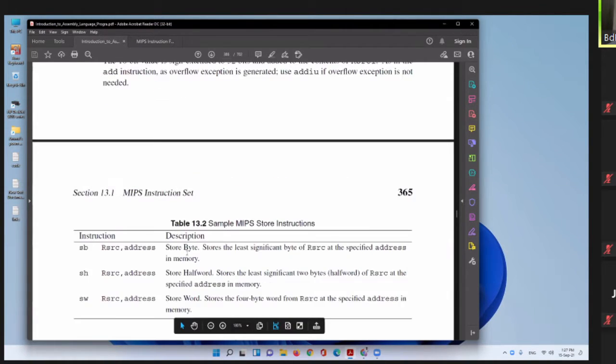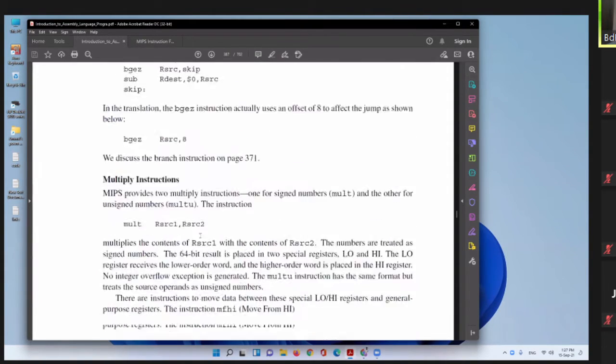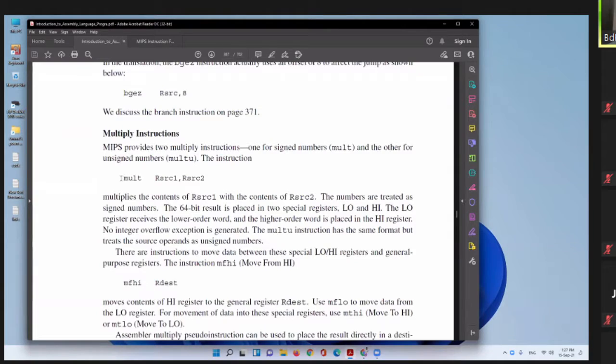Subtraction is also the same. Sub, and then 3 registers. We know that this register minus this register, and then the result will be stored here. As you can see, it is written here. If you just read the book, it is quite simple. They have explained very nicely. So that is the subtraction. We have also discussed the multiplication. So MULT, and then 2 registers. The values of the 2 registers will be multiplied with each other.